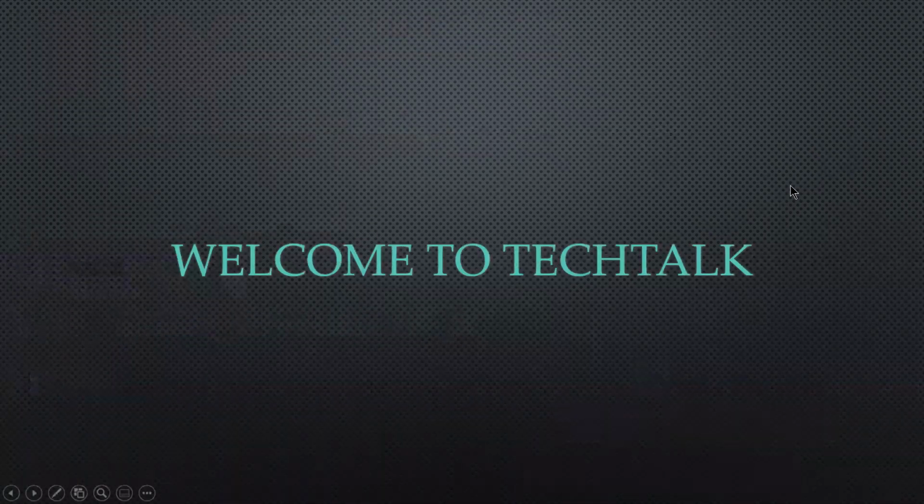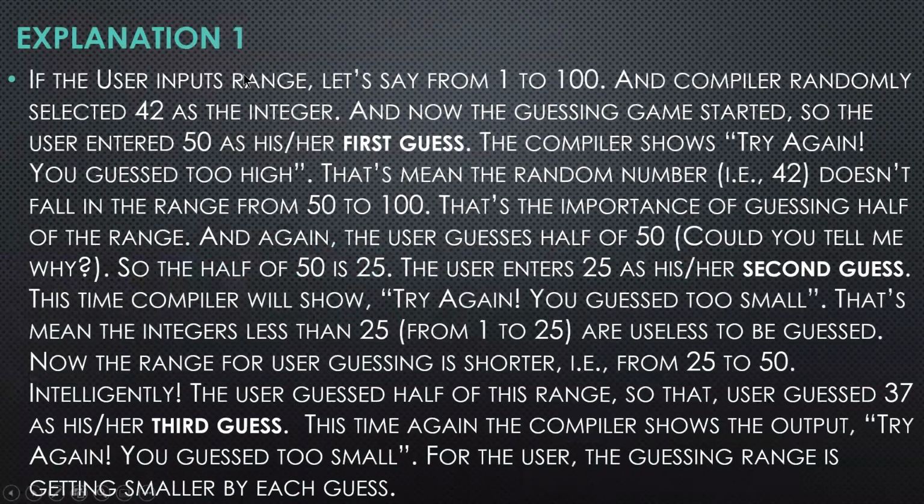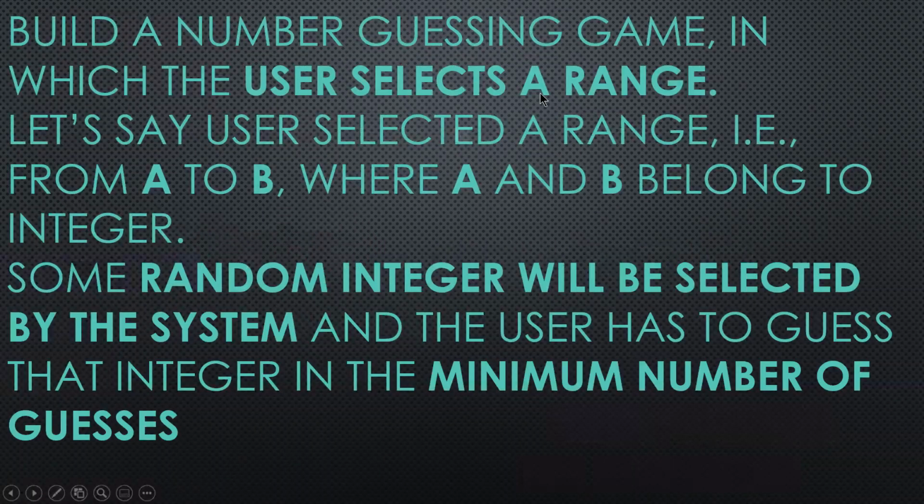So let's get started. Building a number guessing game in which the user selects a range. Let's say the range is between A and B, where A and B are integers. Some random integer will be selected by the system automatically between A and B, and the user has to guess that integer in the minimum number of guesses so that he will be good at this game.